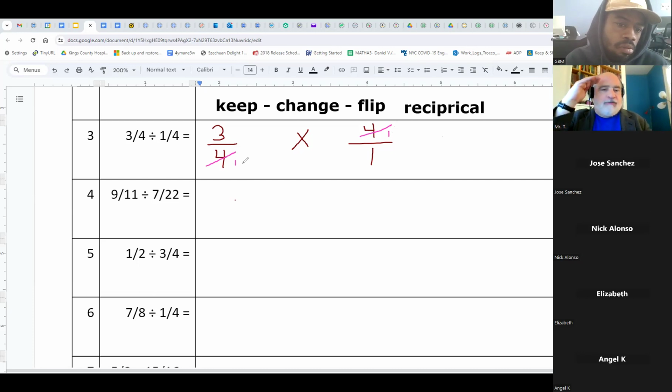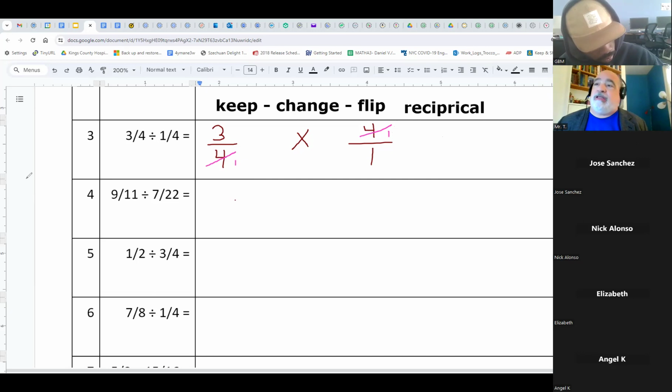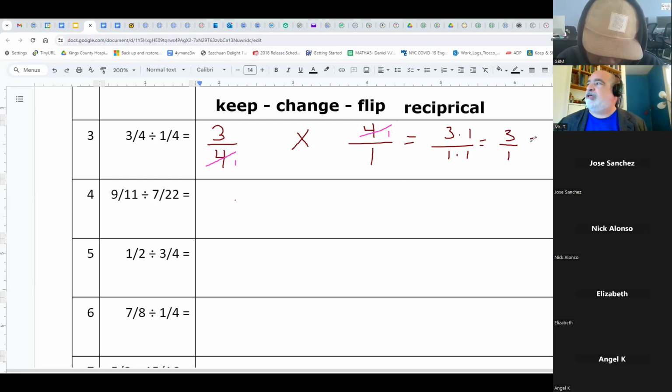Any number where you have the numerator and the denominator the same, 4/4, 10/10, a million over a million, it's all 1. So now all we have left in this problem in the numerator is 3 times 1, and in the denominator, 1 times 1. So that gives you 3/1, which is simply 3. And there's the answer, right? Again, this was a kind of easy one that some of you may have seen right away. 3/4 divided by 1/4 is 3.